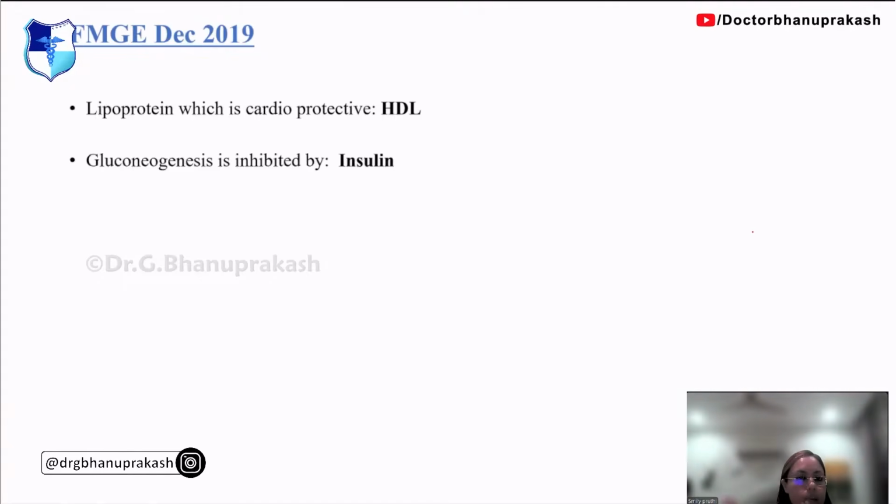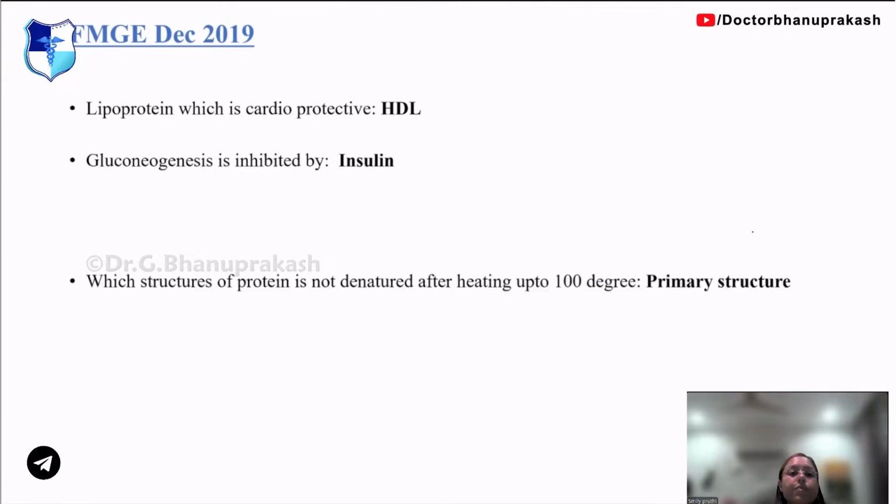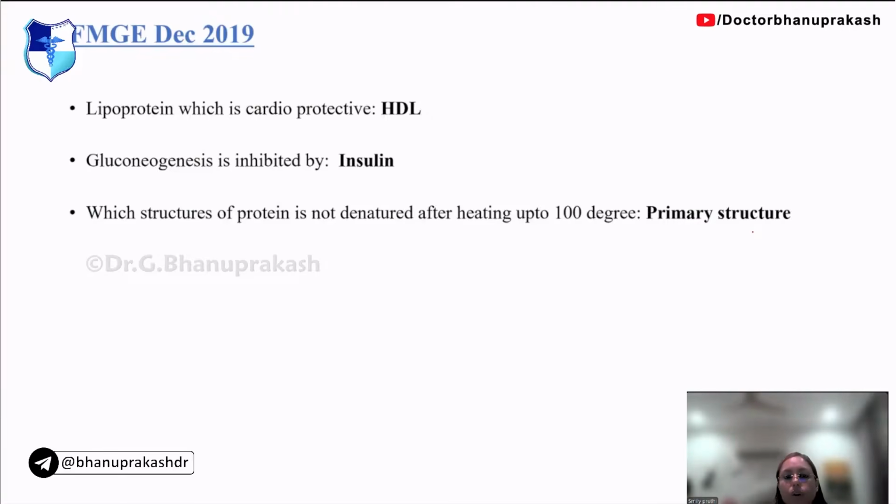Gluconeogenesis is inhibited by insulin. You can easily learn this from my 4 SMILE formulas. All these things about insulin, glucagon, phosphorylation, dephosphorylation, and pathways can be learned from the formulas. Then which structure of protein is not denatured after heating up to 100 degrees Celsius? This is primary structure. Secondary, tertiary, quaternary structures are destroyed.